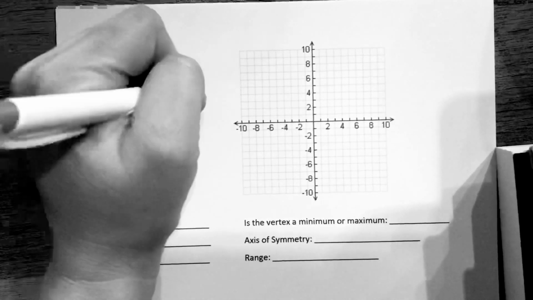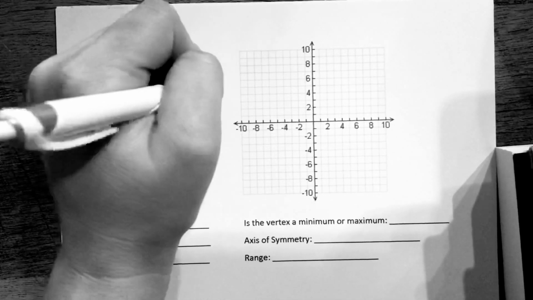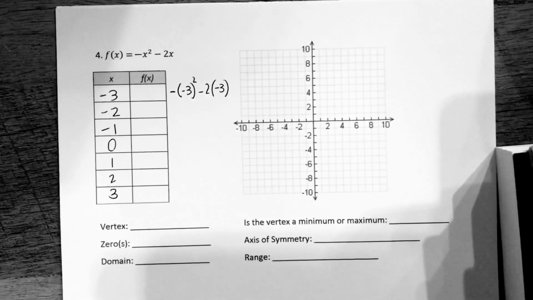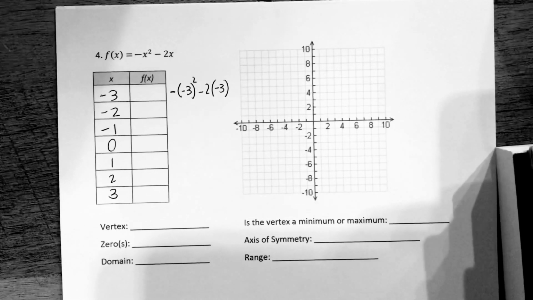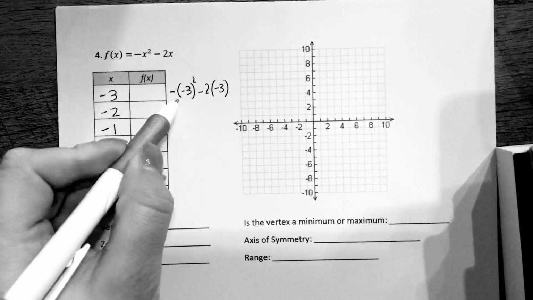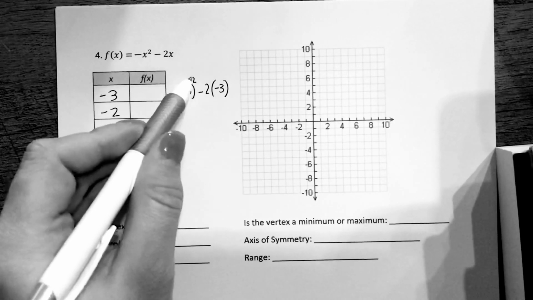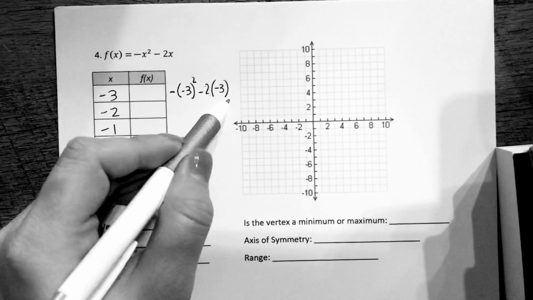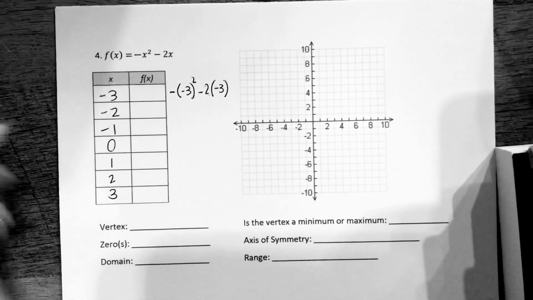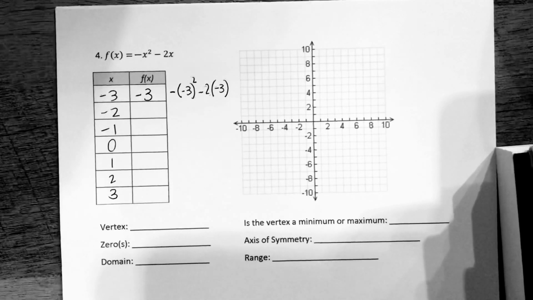The next thing I'm going to do is -2 times, in parentheses, -3. This will assure that the correct signs go where they're supposed to go. This is how it needs to look when you type it into your calculator: negative out front, parenthesis, -3, close parentheses, squared, -2, parenthesis, -3, parenthesis. When you hit enter, you should get the answer -3.